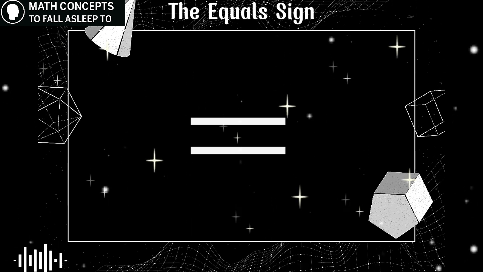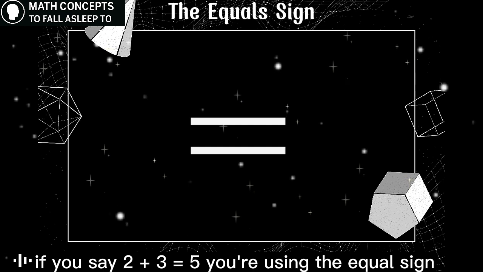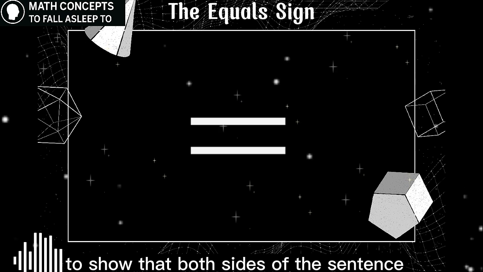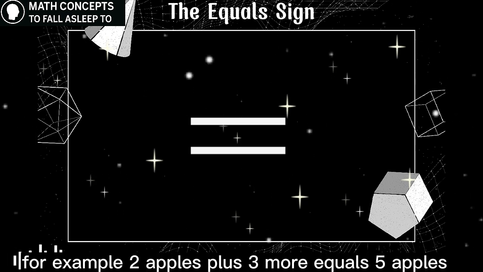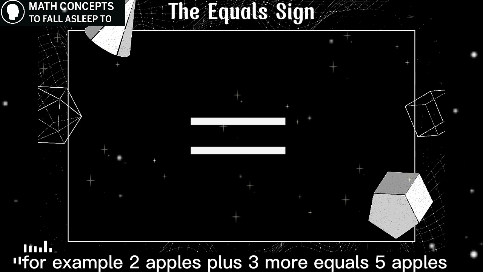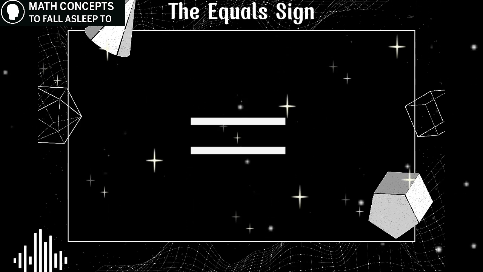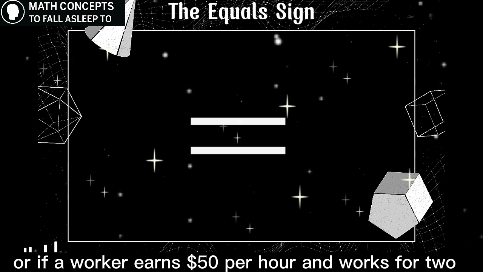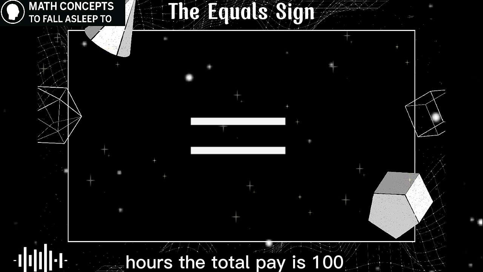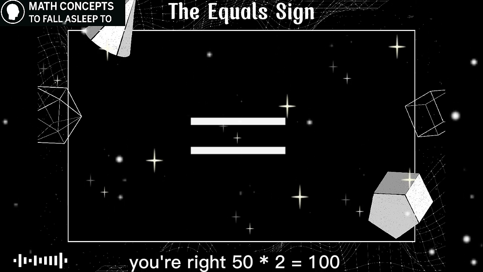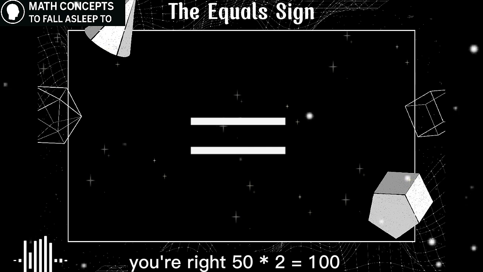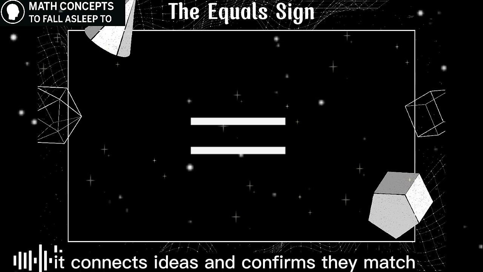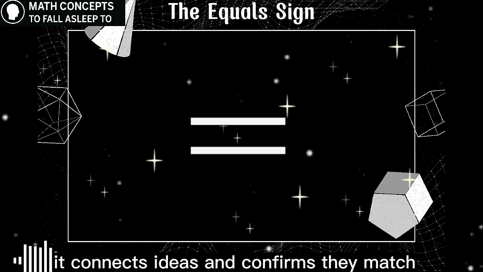Practical example. If you say, 2 plus 3 equals 5, you're using the equal sign to show that both sides of the sentence have the same value. For example, 2 apples plus 3 more equals 5 apples. Or, if a worker earns $50 per hour and works for 2 hours, the total pay is 100. You write, 50 times 2 equals 100. Think of the equal sign as math's version of a handshake. It connects ideas and confirms they match.